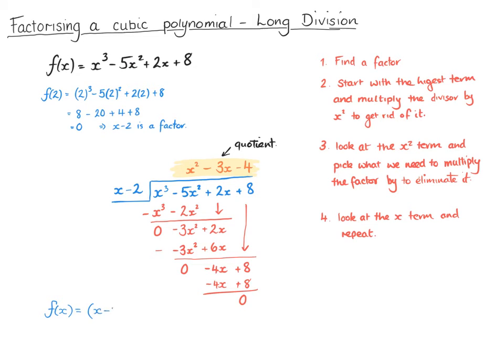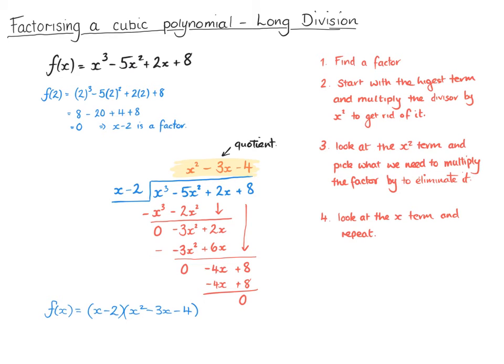So I'm going to get x minus 2. And then our second bracket, when we start factorising, is that quotient. So we get x squared minus 3x minus 4. So we're taking this third degree polynomial and we are putting it into brackets. That's all factorising is, putting it into brackets.